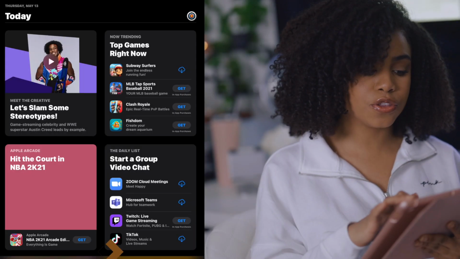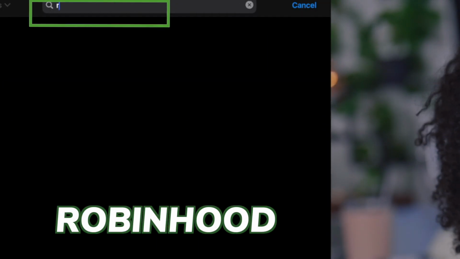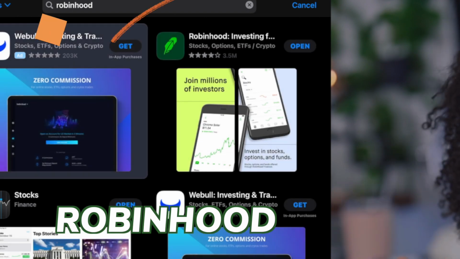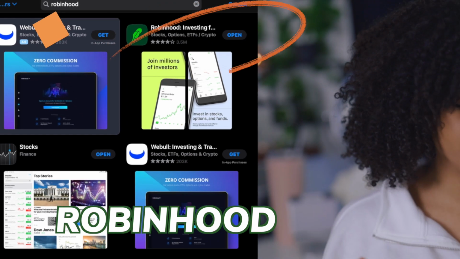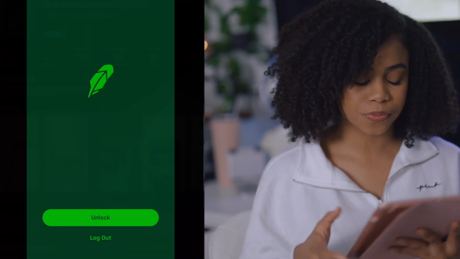And the first thing that we are going to do is obviously to download the app. So in the app store, you just want to go and type in Robinhood. I'm on my iPad right now and I have an iPhone, but Robinhood is also available for Samsung users as well. And this is their logo. So you just want to download that and open it right up.